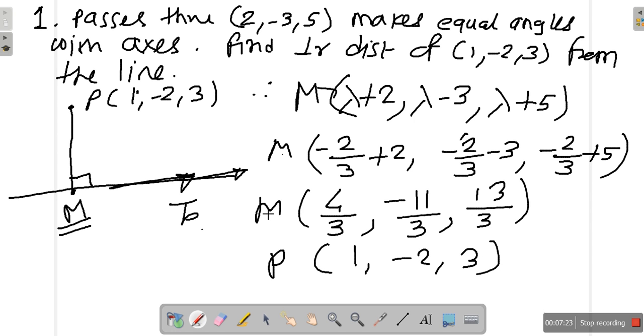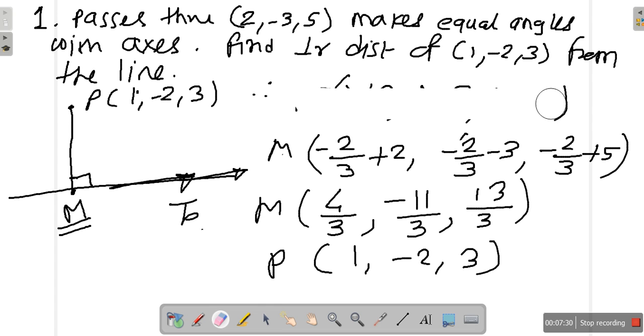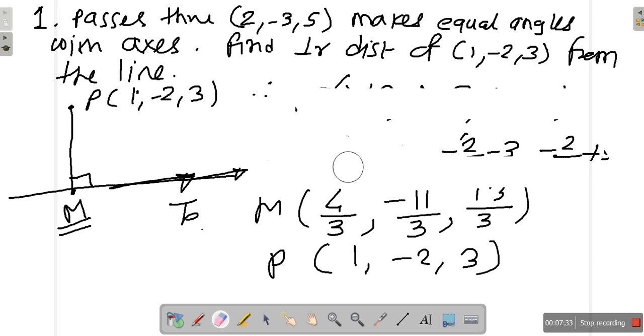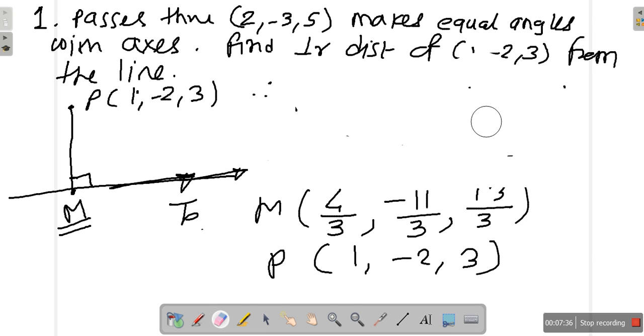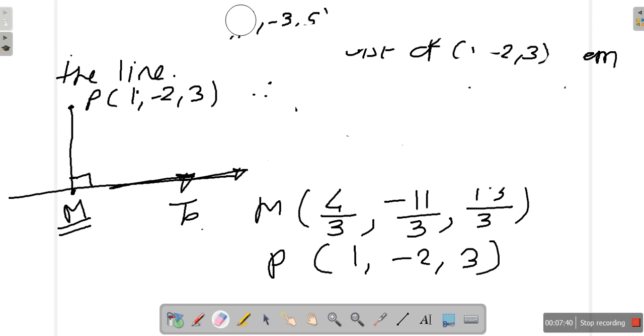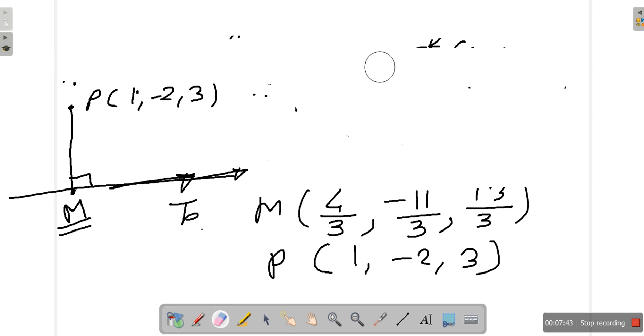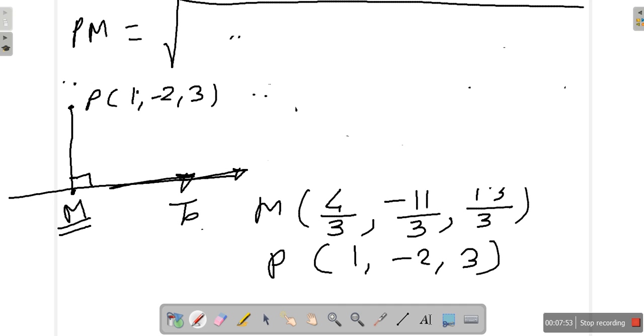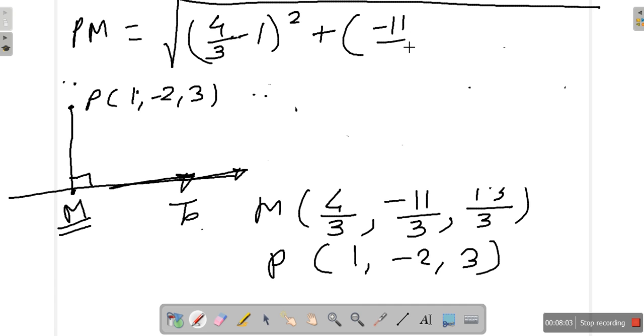Just use the distance formula to find the length PM. So PM will be square root of (4 by 3 minus 1) whole square plus (minus minus 2, so plus 2) plus (13 by 3 minus 3).